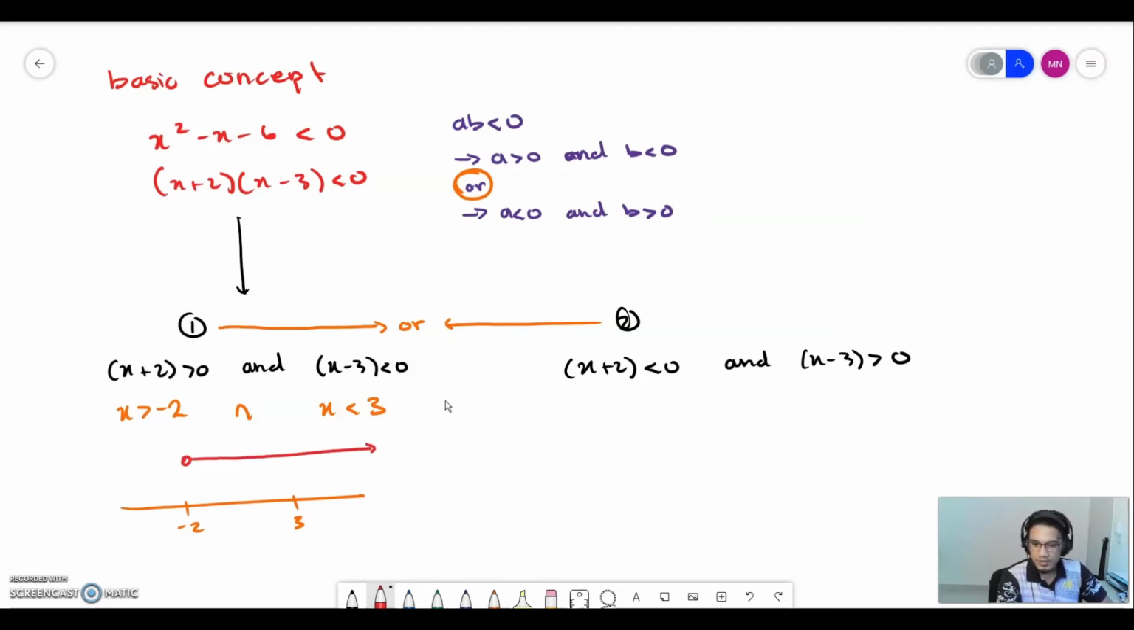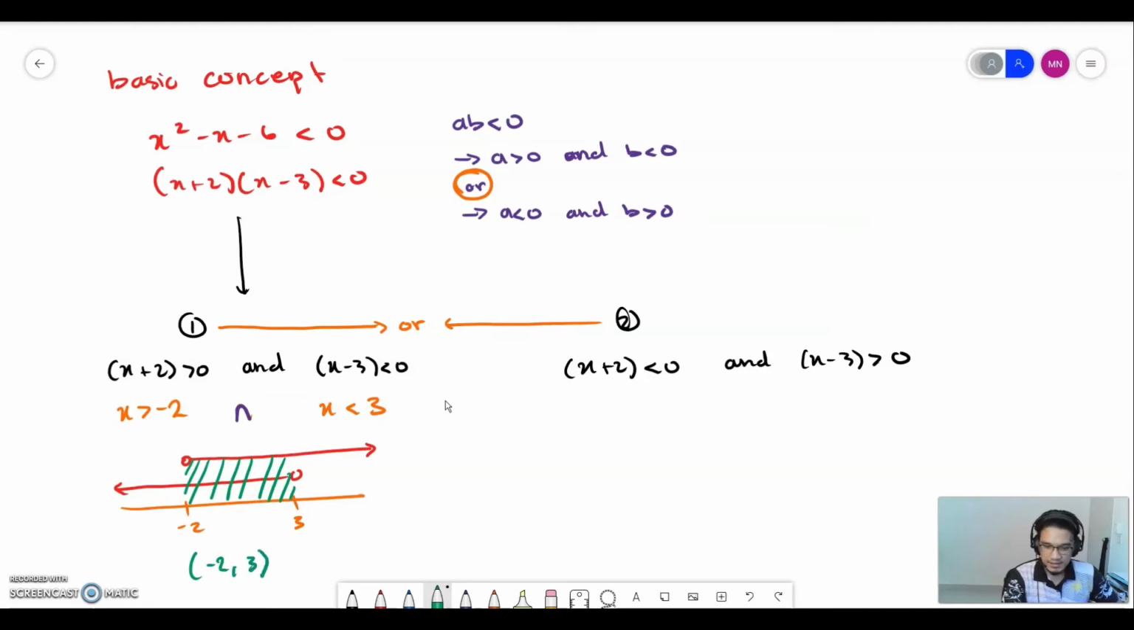So we go to the right, so x is bigger than negative 2. Where x is less than 3, then it goes to the left. The symbol ∩ in between x bigger than negative 2 and x less than 3 means the region must be where they intersect with each other. So the region that intersects is in between negative 2 and 3.